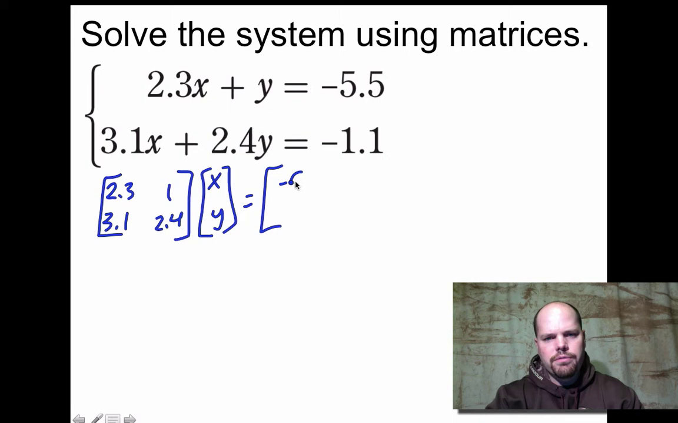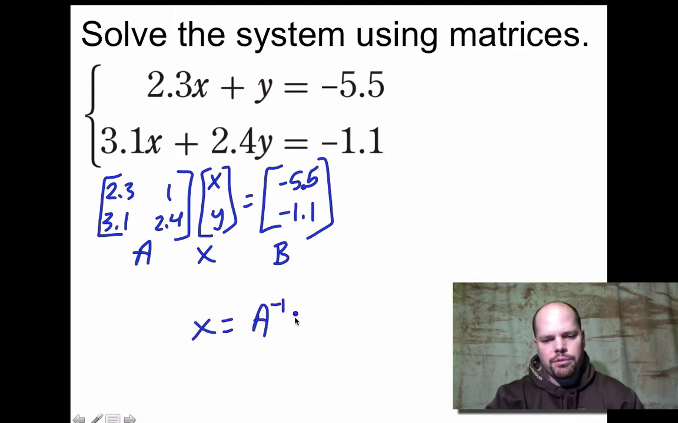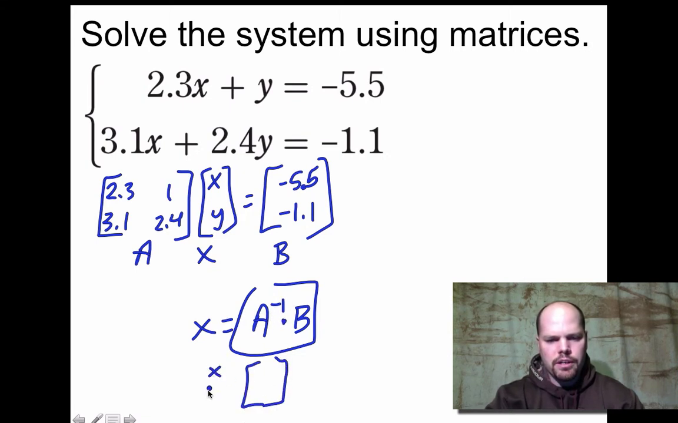And equals -5.5, -1.1. So we'll call this matrix A, we'll call this matrix X, which we don't end up typing in the calculator, and this is matrix B. So we need to end up getting X equals the inverse of A times B. So in our calculator, let's get matrix A entered in, matrix B entered in, and multiply the two, and that should be our solutions. So we'll get an XY matrix that we don't actually see, equals some number and some number for our solutions.